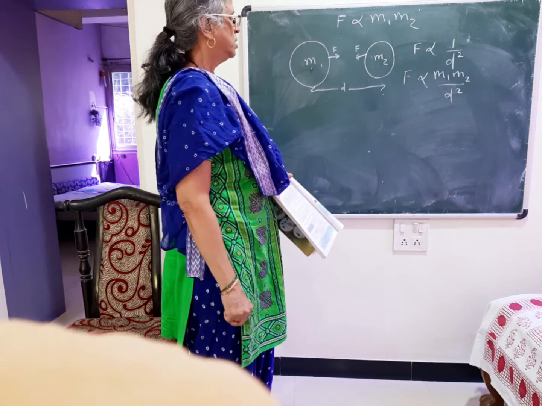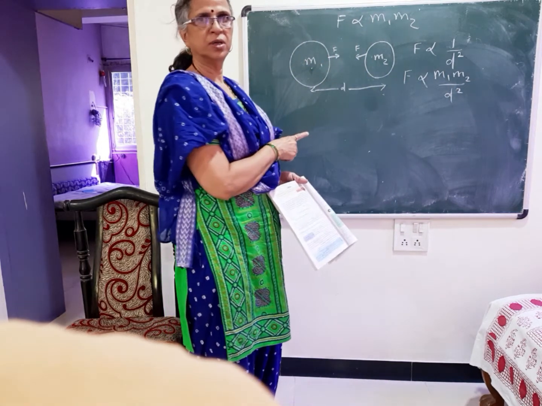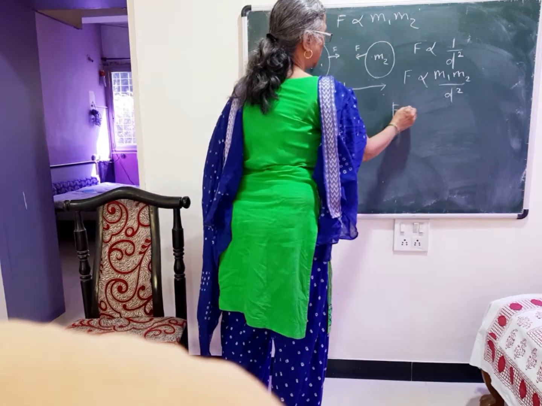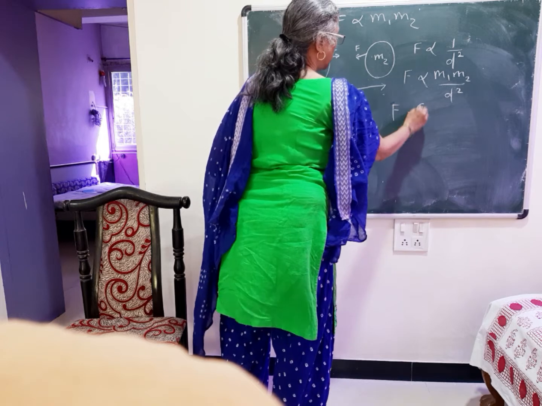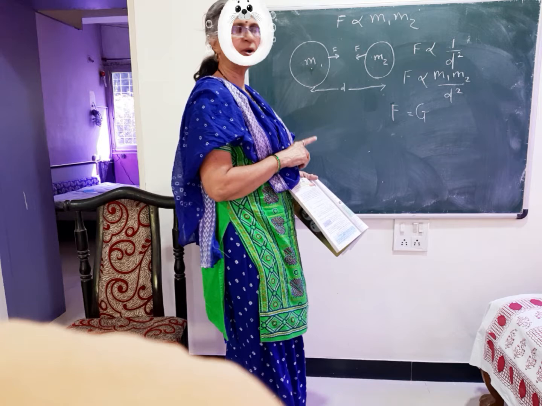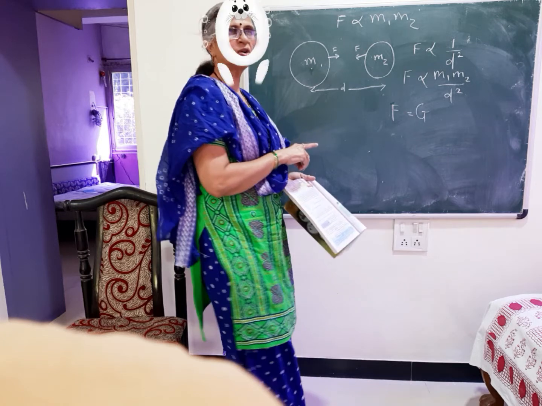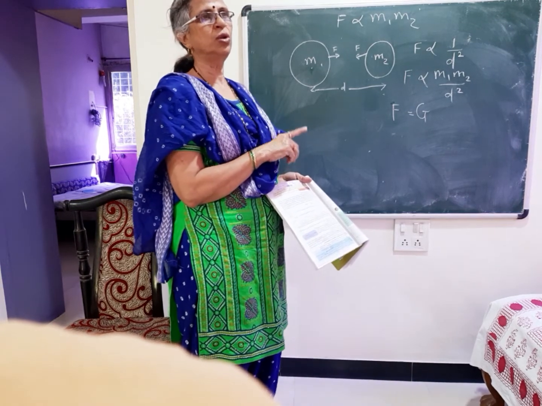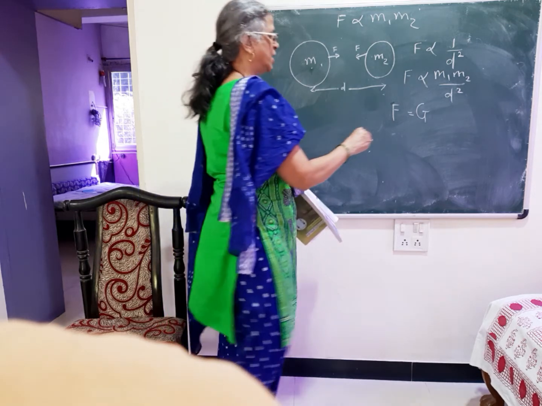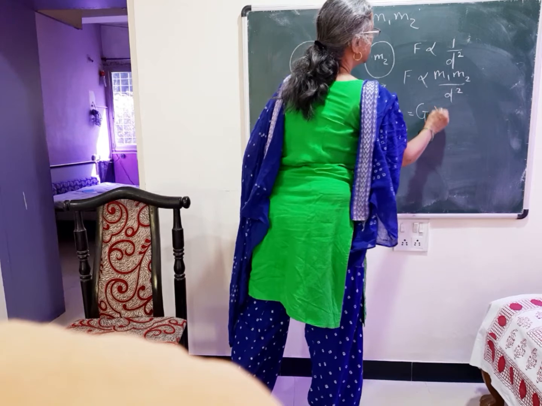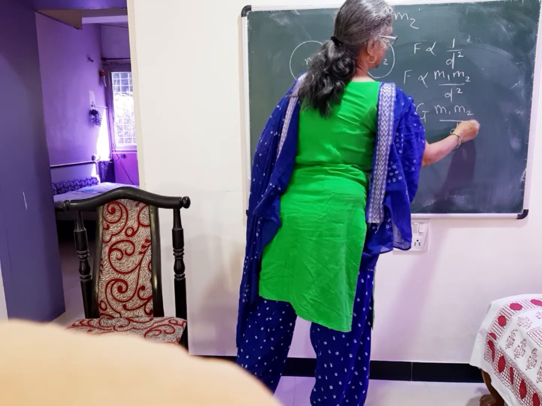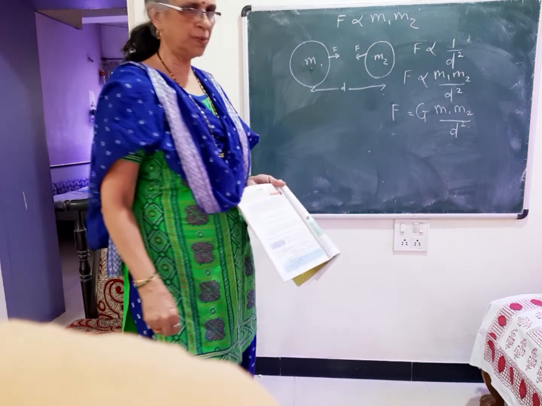If we want to convert this proportionality sign into an equal sign, we always take a constant of proportionality, which is taken by Newton as capital G, known as the universal constant, because in the whole universe the value of G remains constant, it will not change anywhere. So F is equal to G M1 M2 upon d square. That is a very important equation.